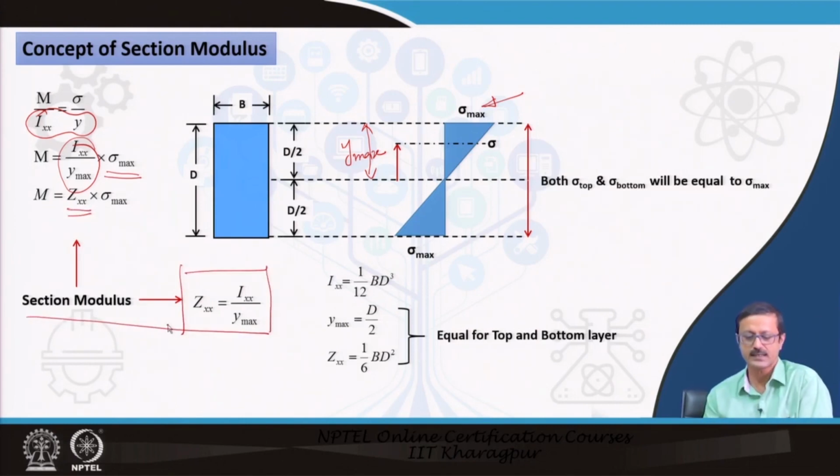In case of the rectangular section, I know Ixx is 1 by 12 BD cube, and y max is d by 2, because the CG will lie exactly at the center. So Z will be 1/6 of BD square.